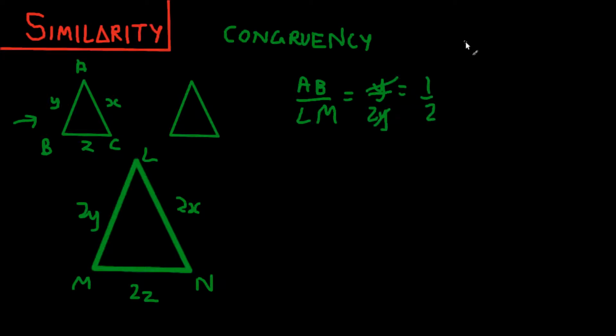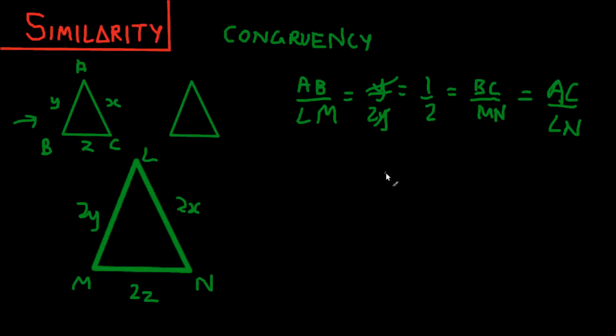And if you notice, this is actually equal to BC upon MN. Same thing, the ratio between the other corresponding sides is also 1 by 2 because you're taking Z upon 2Z. And this again is equal to AC upon LN. So you can see here, for the two triangles to be similar, all three sides are in proportion. They're not the same, but they're in proportion.